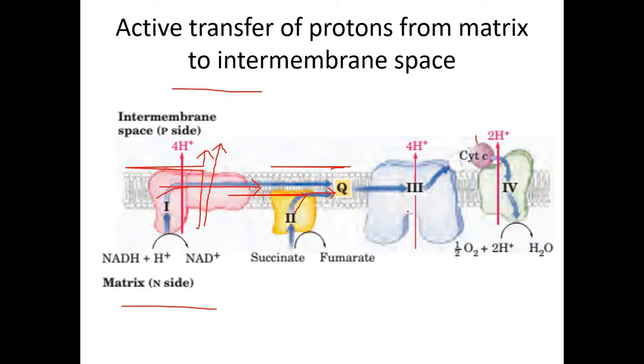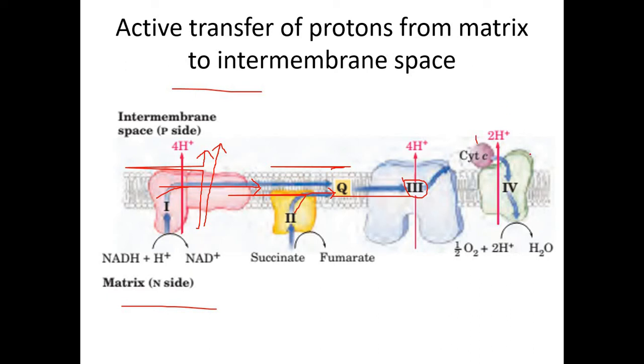Now in a similar way, complex 3 transfers 4 protons for every 2 electrons it transfers. As I have told earlier, the transfer of electrons from ubiquinone to cytochrome C is a passive transport, and this passive transport releases energy, and this energy is used by complex 3 to actively transport 4 protons from matrix to intermembrane space.